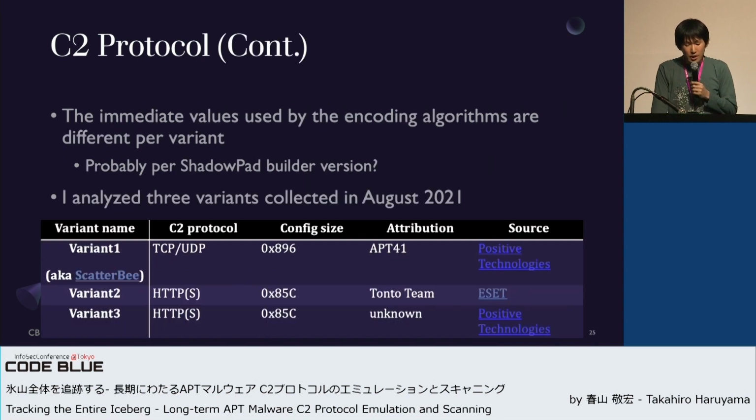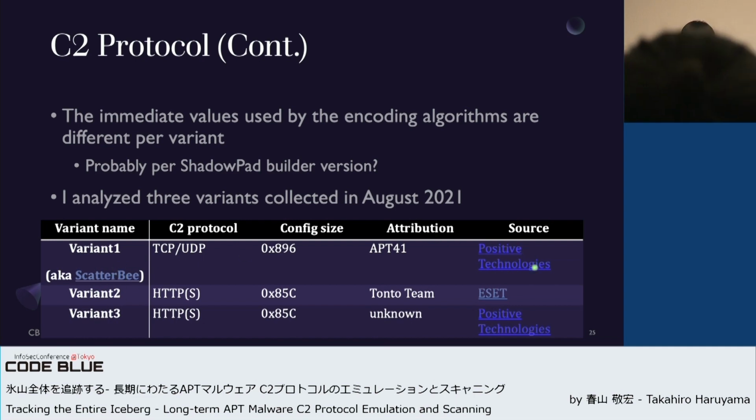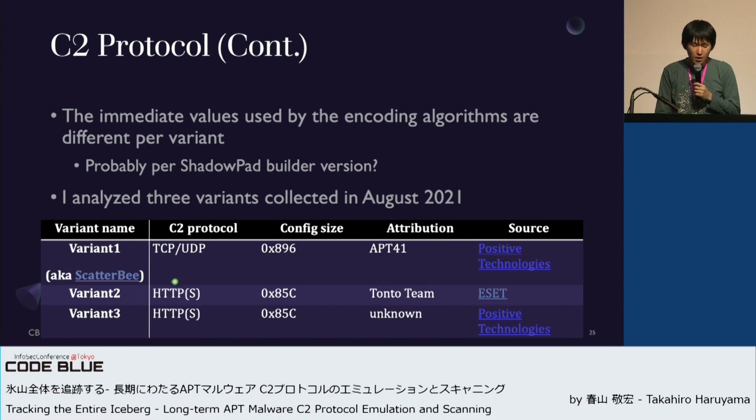Besides, the immediate values used by the encoding algorithms are different per variant, probably per ShadowPad builder version. So I analyzed the 3 variants collected in August last year. Variant 1, also known as ScatterBee, reported by Positive Technologies. Variant 2, reported by ESET. Variant 3 was hunted from VirusTotal at that time, but a few months ago, Positive Technologies also reported it.